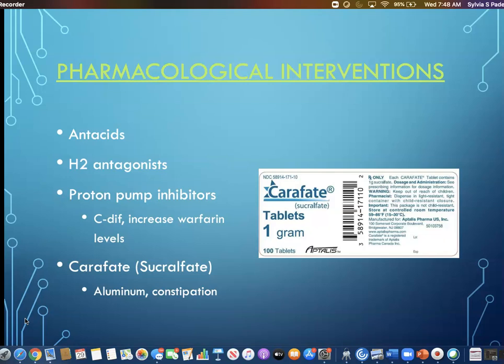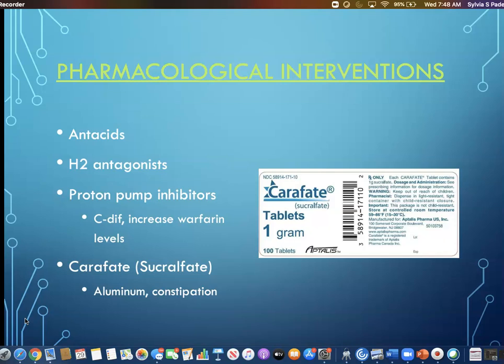The risk with the PPIs is C. diff, because they interfere with the gastric flora, and once you interfere with the gastric flora, then you run the risk of basically having C. diff. And then it also increases warfarin levels.